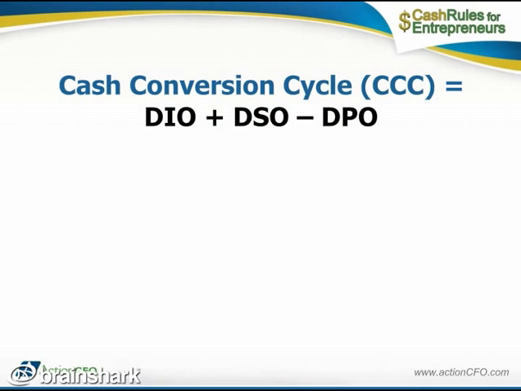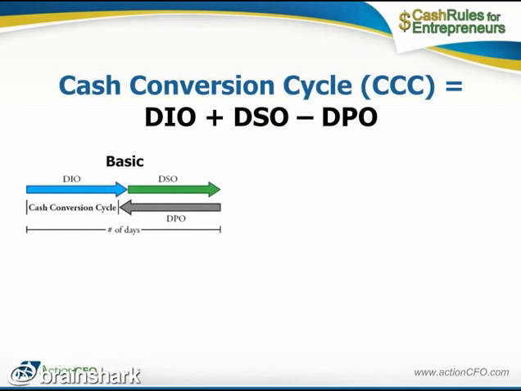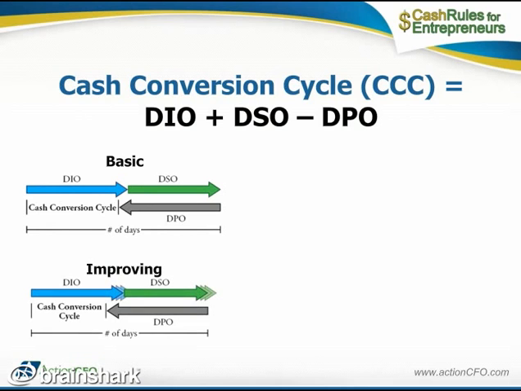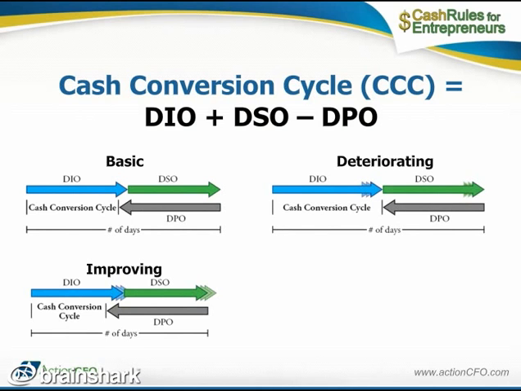Look at page 5 of your review sheets for some illustrations of different cash conversion cycle situations. First, you will see a basic cash conversion cycle, which is equal to days inventory outstanding plus days sales outstanding minus days payables outstanding. An improving cash conversion cycle results when you improve the turnaround of inventory and collect accounts receivables more quickly. In other words, decrease days inventory outstanding and days sales outstanding. A deteriorating cash conversion cycle results when inventory turns and accounts receivable collections are stretching out.